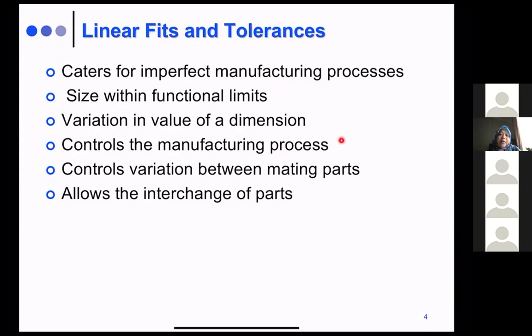In any manufacturing process, we may have to process about 100,000 parts every day. For example, in a plant that manufactures bolts or nuts, they have to make a lot of things, maybe 100,000 parts, and we also have to control the variation between mating parts.